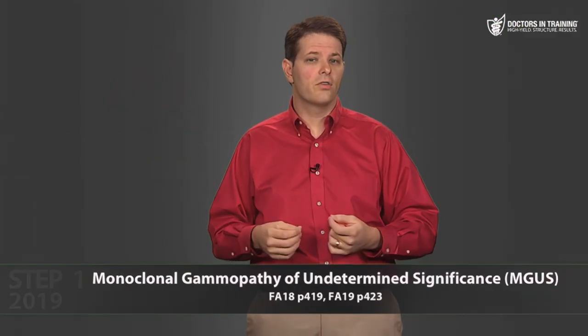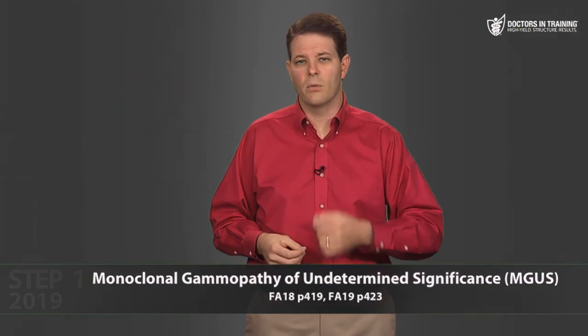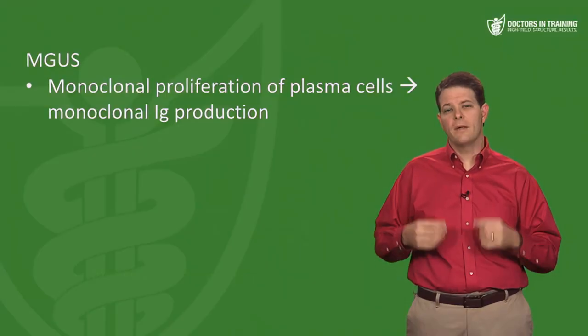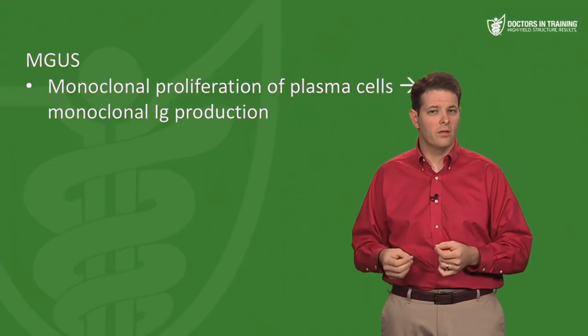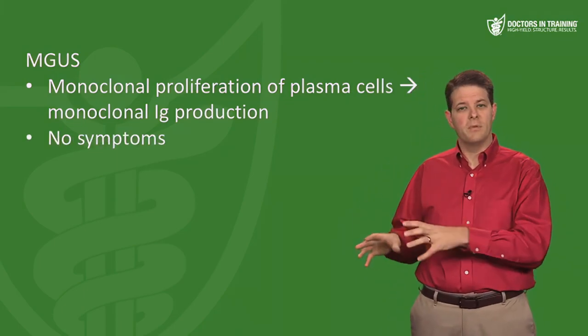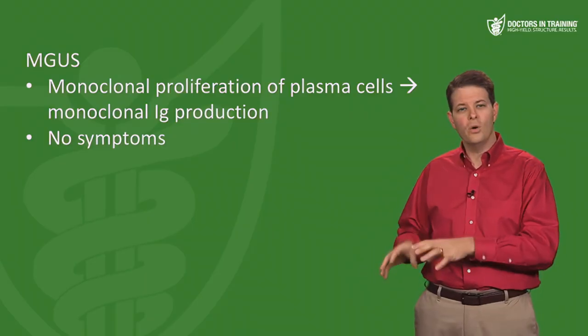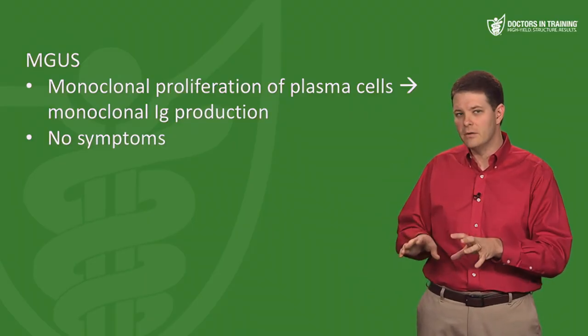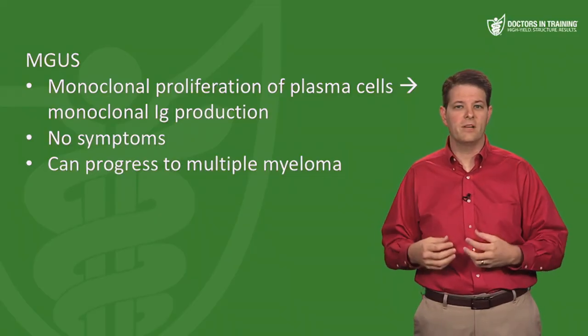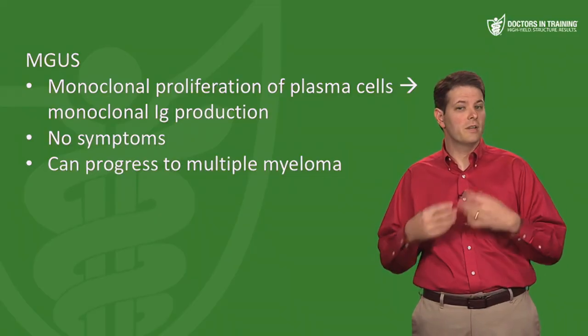There's also a precursor to multiple myeloma called MGUS, or monoclonal gammopathy of undetermined significance. This is a monoclonal proliferation of plasma cells producing lots of monoclonal immunoglobulins, but without all those symptoms of multiple myeloma. So there's no end organ damage yet. But MGUS can progress to full-blown myeloma, so these patients need to be closely monitored, and then when it turns into myeloma, you need to start treating them.